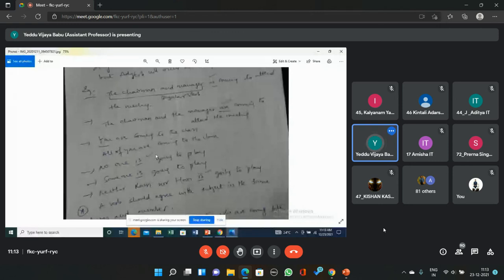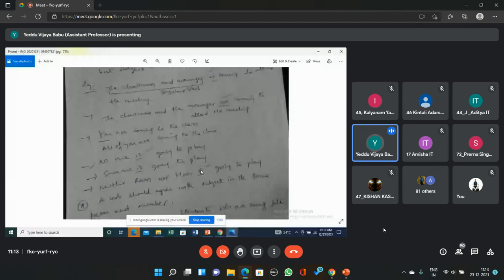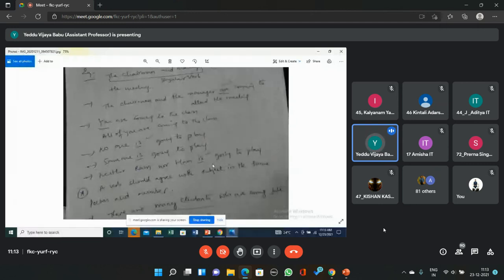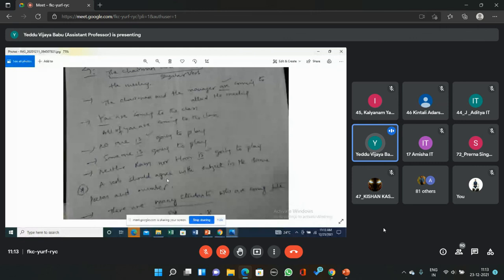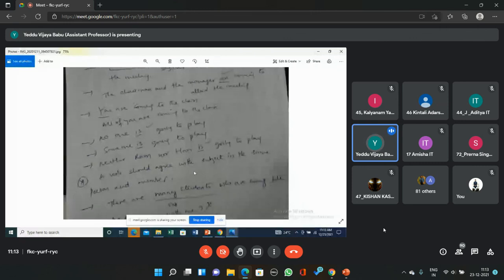Then another sentence: no one is going to play. No one, anyone. Okay, singular form. Someone, singular form. No one is going to play is the right form. Someone is going to play is the right form. Neither Ram nor Hari is going to play. Neither nor, singular form. All these examples are representing what we call singular persons. So a verb should agree with the subject in the same person and number.